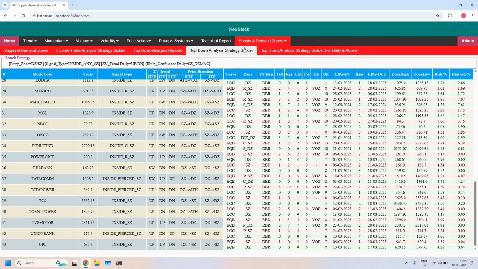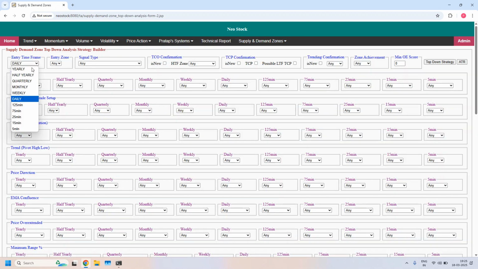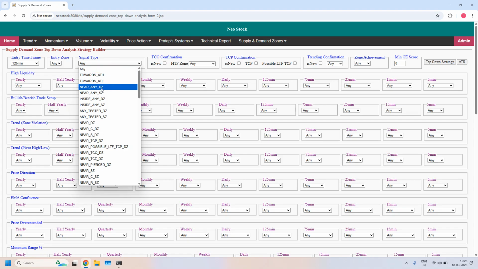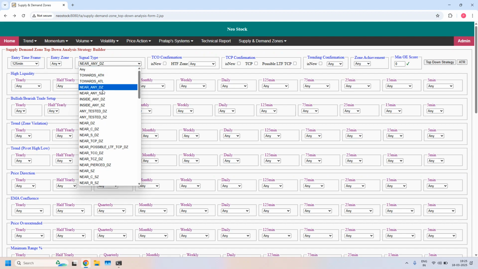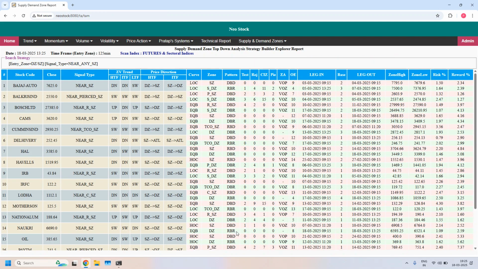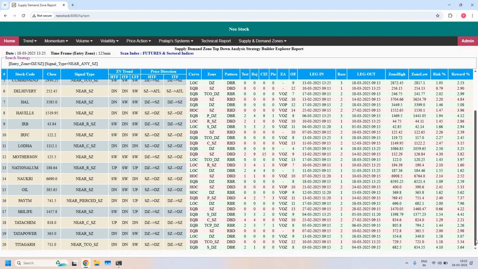The next time frame is 125 minutes. Stocks near 125 minutes demand zone. We got 9 stocks. Next, stocks near 125 minutes supply zone. First 15 stocks in the list. Scrolling the list down. So total 20 stocks are filtered. Stocks near 125 minutes supply zone.